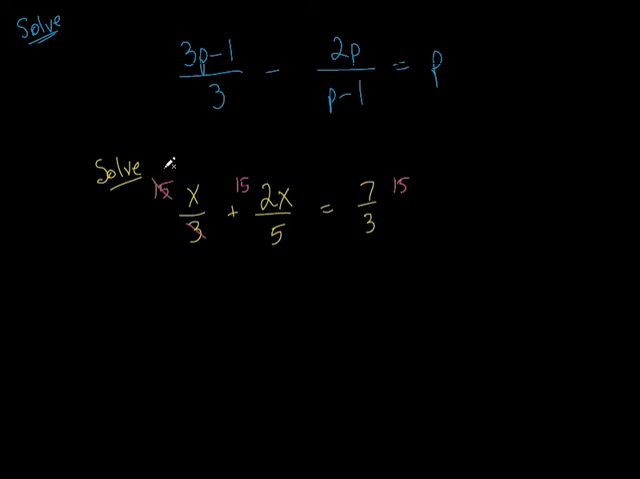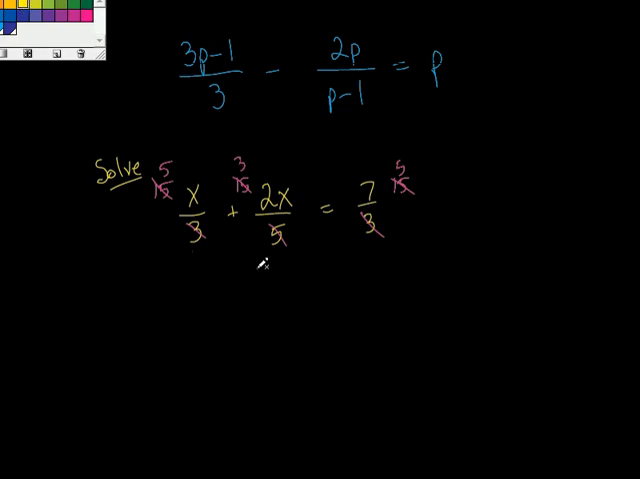3 goes into 15 how many times? 5 times. Let's do this one. 5 goes into 15 3 times. This 3 goes into this 15 5 times. We good so far? Looks like a jumbled mess, but let's clean it up. All right. The whole reason we did this is to get rid of the denominators. So let's see what we get now.